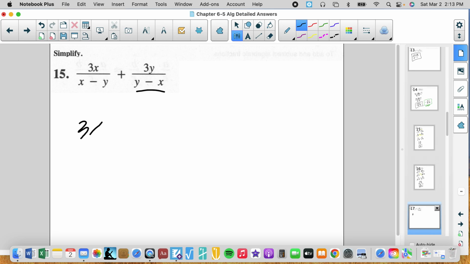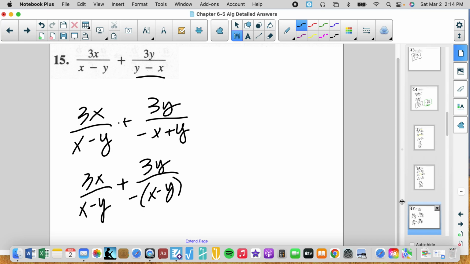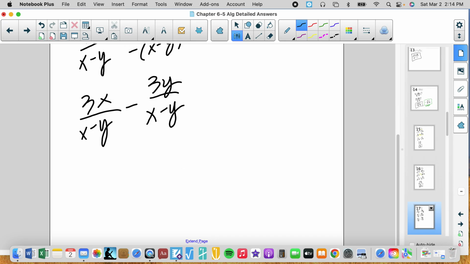Again, let's rewrite it. x minus y plus 3y over negative x plus y. Let's factor out that negative. So if we factor out the negative, you get x minus y. And now let's move that negative with the positive, which makes a negative. So we now have like denominators.